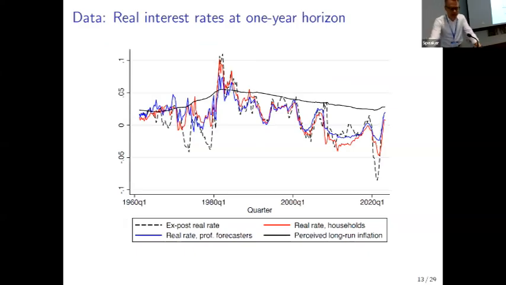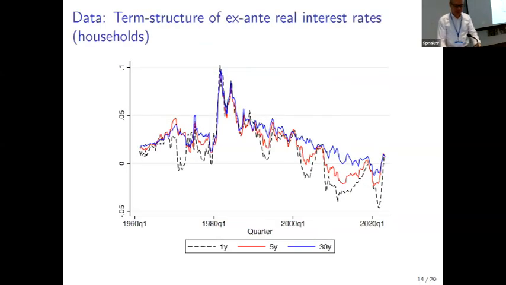Okay, and so here's the data I'm going to look at. There's a bunch of real interest rates I'm going to use, an ex-post real rate that's shown here as the black dashed line. There's an ex ante real rate that I'm using relative to professional forecasters' expectations. That's the blue line. A real rate relative to households' inflation expectations. That's the red line. And then the experience-based long-term inflation expectation series to explain this, which is the solid black line here in this chart. I'm also going to use different horizons for real rates. So, 1 year, 5 year, 30 year, here shown relative to household inflation expectations.